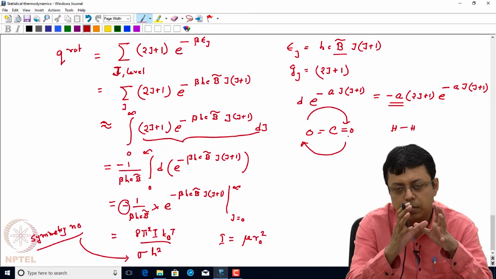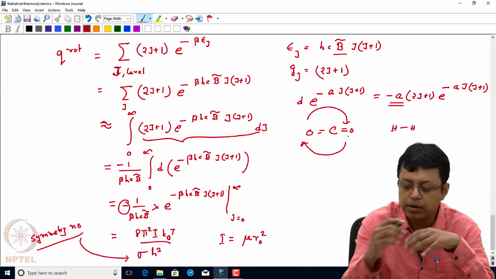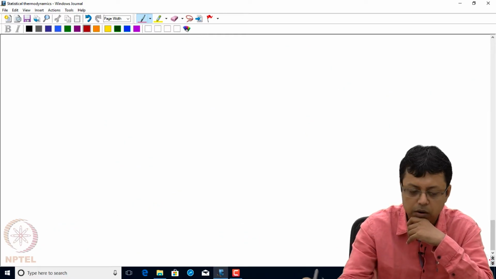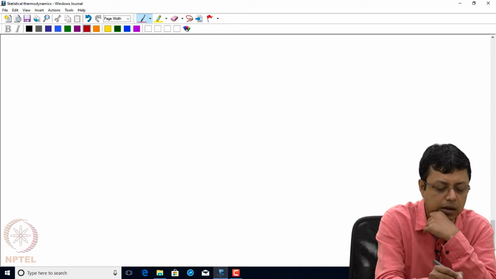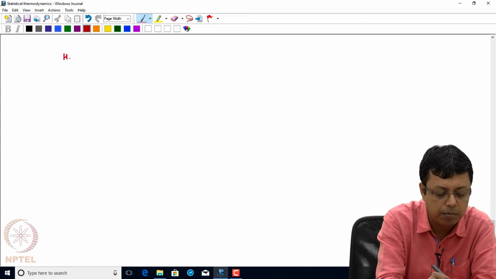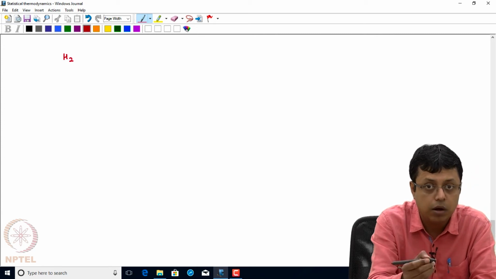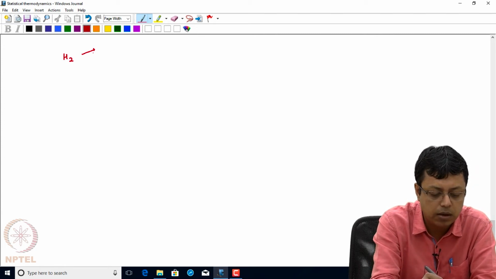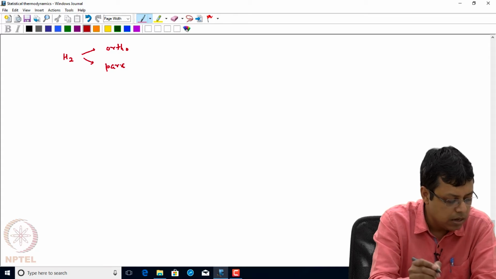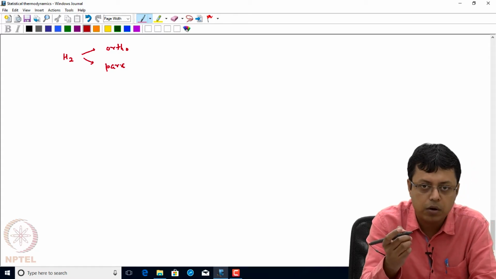Now there is a reason for the origin of this symmetry number, and we'll briefly discuss that. All of you know that the normal hydrogen molecule has two nuclear isotopes. One is called orthohydrogen and the other one is called parahydrogen. Now what are ortho and parahydrogens?